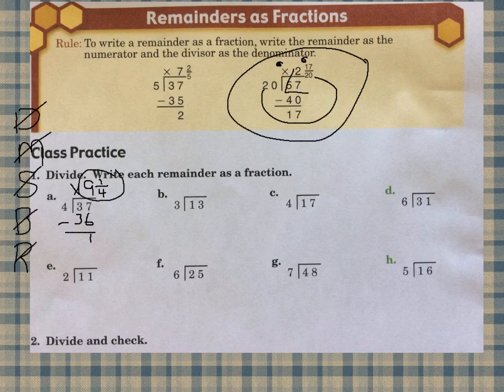Okay, I'll do B now. 3 does not go into 1. 3 does go into 13. 3 times 4 is 12. We're going to subtract, and we get 1. Now our remainder needs to be written as a fraction. Our 1 will go on the top, and our 3 right here will go on the bottom. And our answer is 4 1/3.